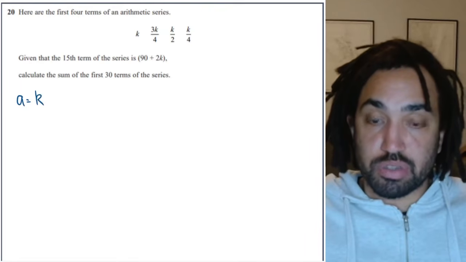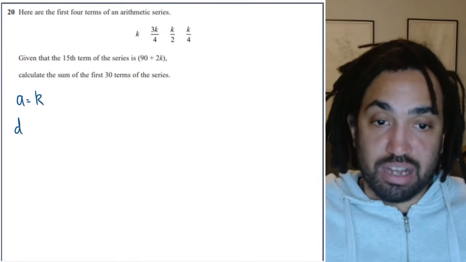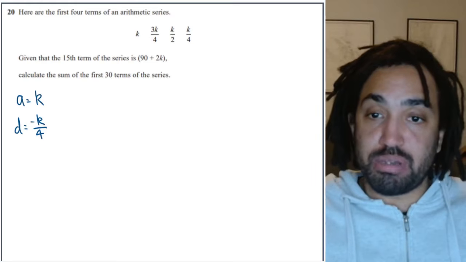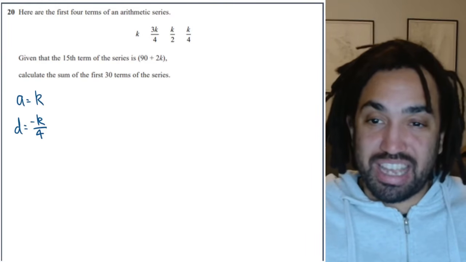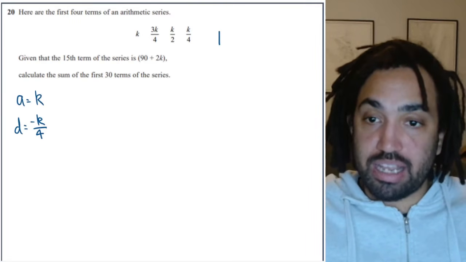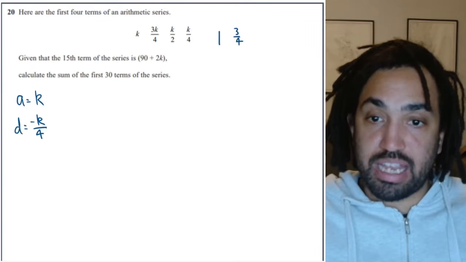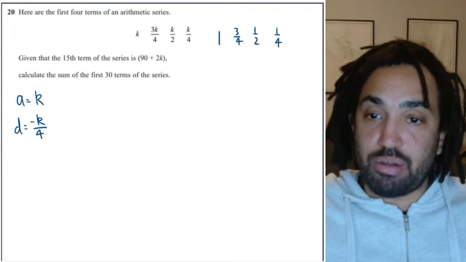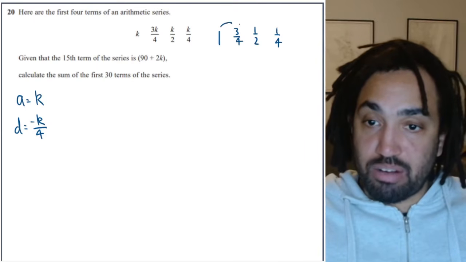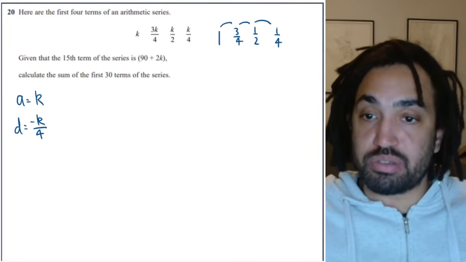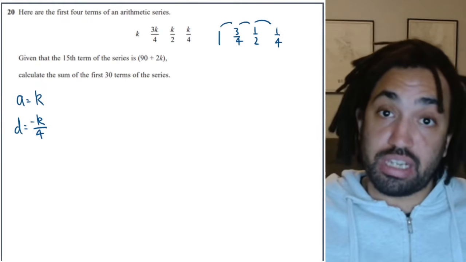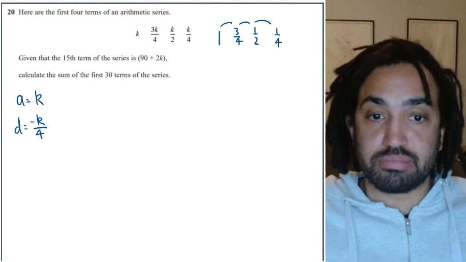And what's the difference? Well, you may have spotted it, but it is going down by a quarter k each time. And we can see this a bit more clearly if we just forget about the k's. So we've got 1k, and we've got 3/4 k, and we've got a half k, and we've got a quarter k. And now maybe it's a bit more obvious, but yes, it's going down by a quarter each time, so it's going down by a quarter k. So the difference is minus k over 4, or minus a quarter k.